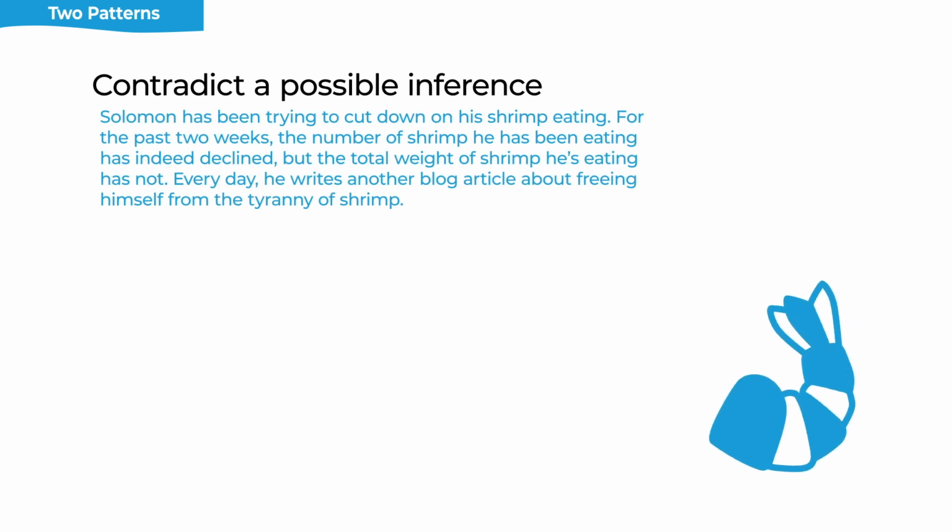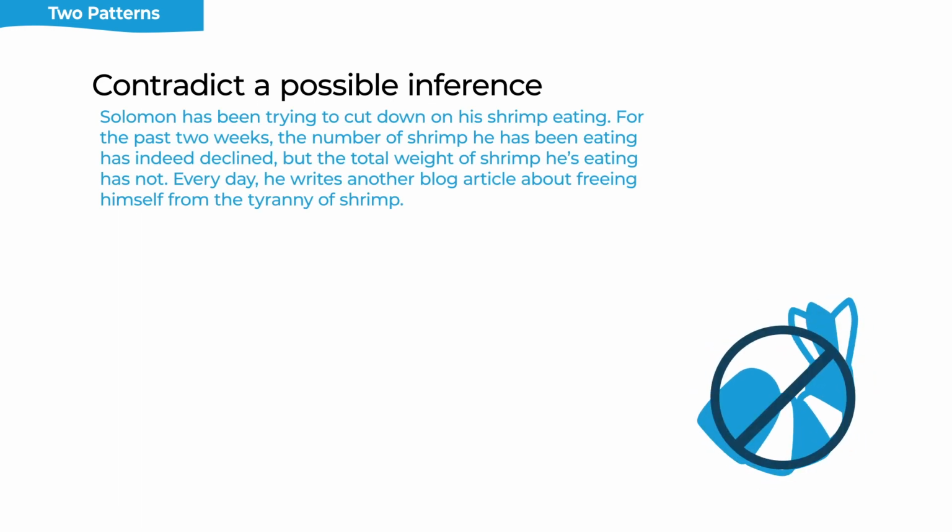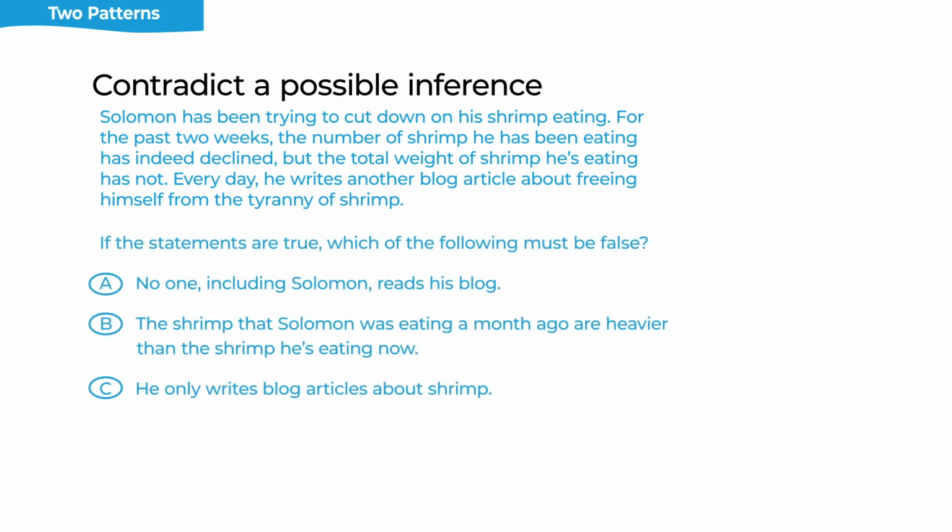If we look at these statements, Solomon has been trying to cut down on his shrimp eating. For the past 2 weeks, the number of shrimp he's been eating has indeed declined, although the total weight of shrimp he's eating has not. And every day he writes another blog article about freeing himself from the tyranny of shrimp. If it wasn't already obvious, these are not very realistic LSAT paragraphs. So if we're being asked here, which of the following must be false, pause the recording and take a look at these three answers, and then unpause when you want to hear about them.